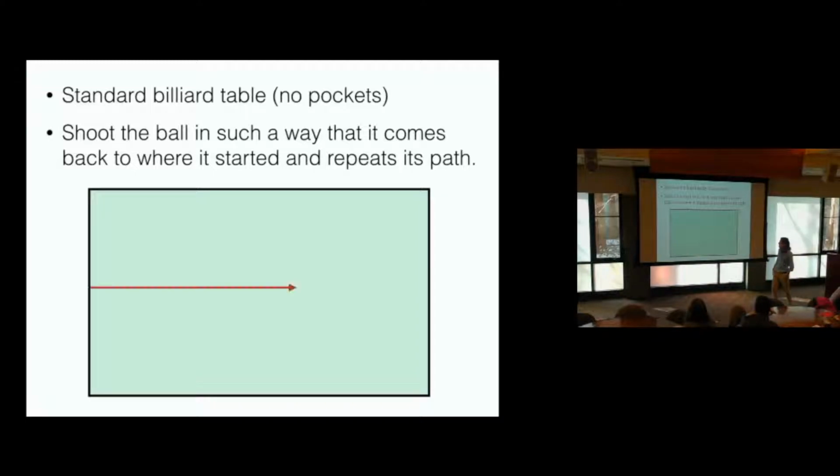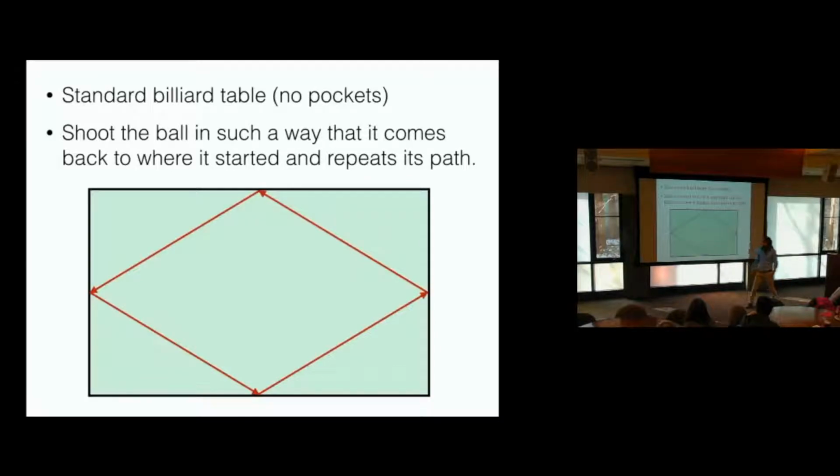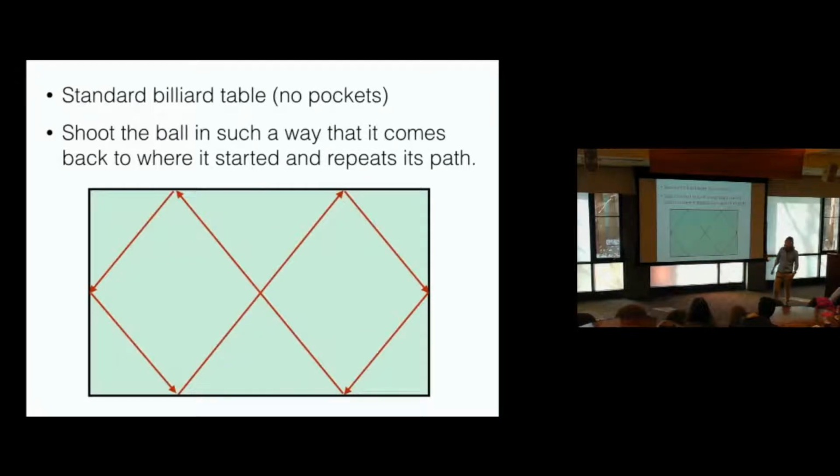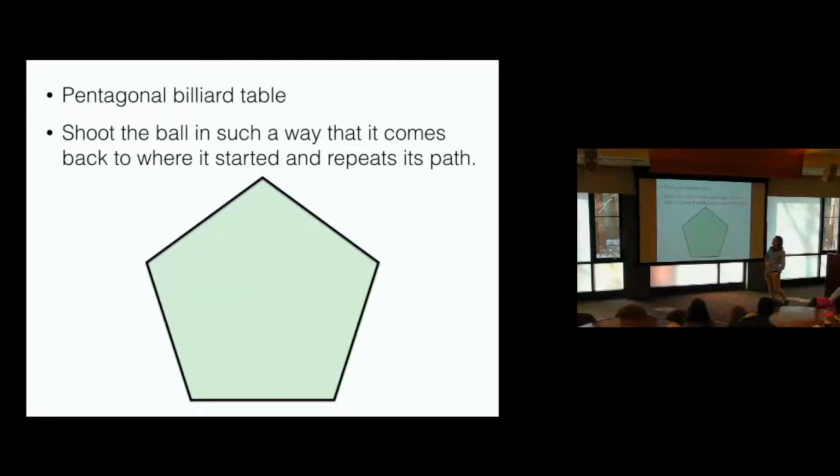Just go straight, yeah. If you just shoot it straight across, then it will hit the side at a 90-degree angle and just bounce back and forth. We would call this path periodic with period 2, because it has 2 bounces before it repeats. If you wanted to be more fancy, you could start at that midpoint and then go down to the bottom midpoint and make a sort of diamond pattern. Or if you want to be super fancy, you could do something like this. There are lots of options. OK, so this is a periodic billiard path on a regular billiard table.